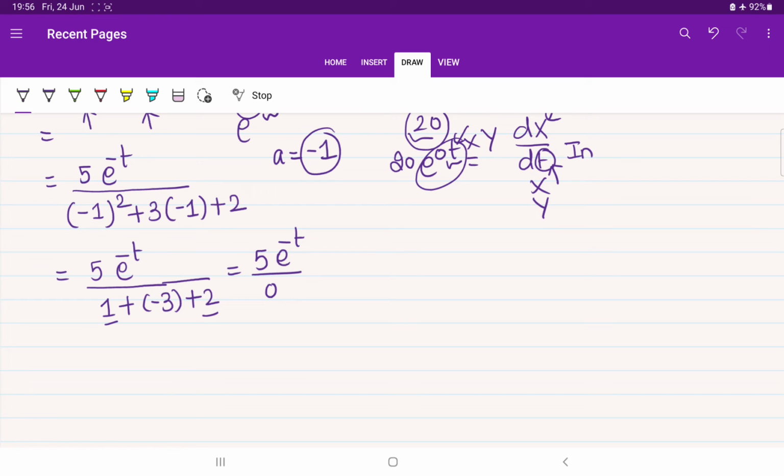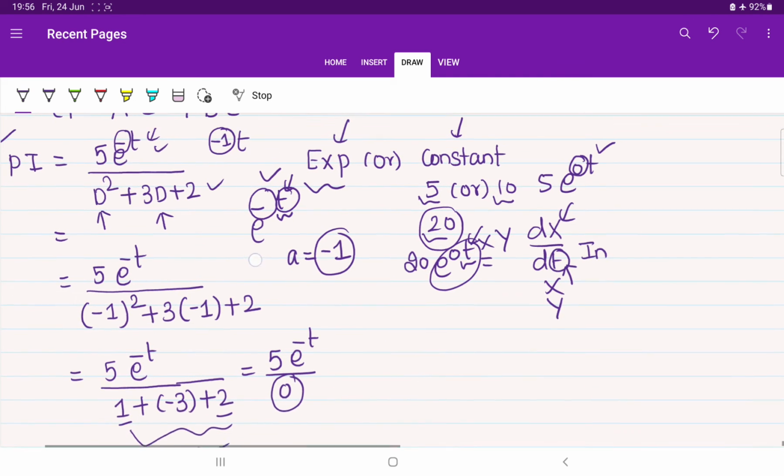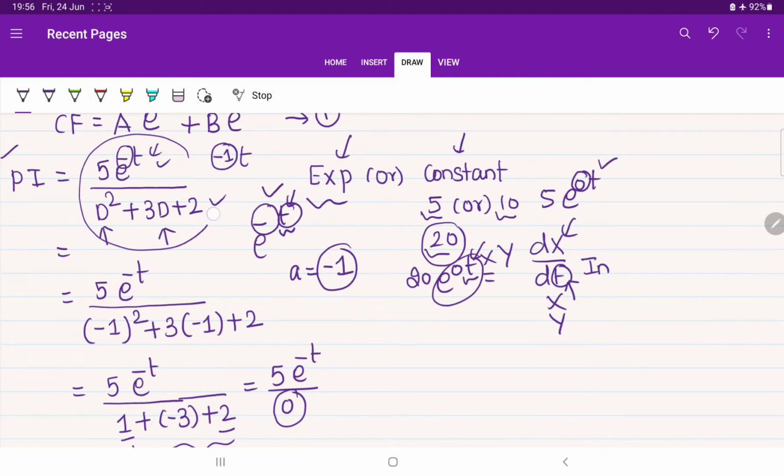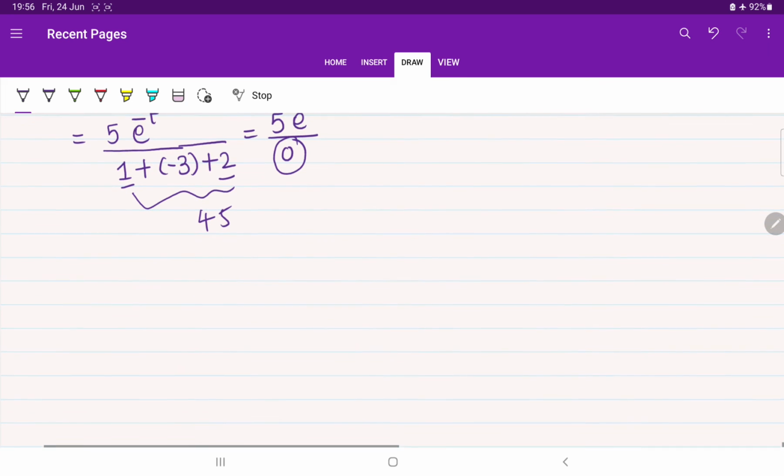The thing is, if your denominator is not equal to 0, suppose instead of getting 0 here I am getting some 4 or 5, then that will be your solution. You can directly write down your answer. Instead, if your denominator is going to be 0, then what shall I do, sir? If your denominator is 0, then just go back to the first step. Again take the first step.